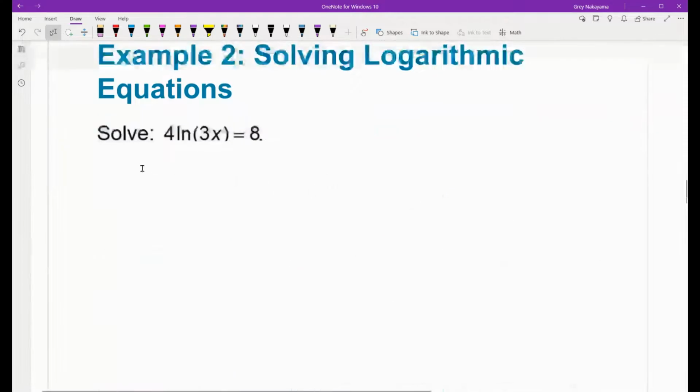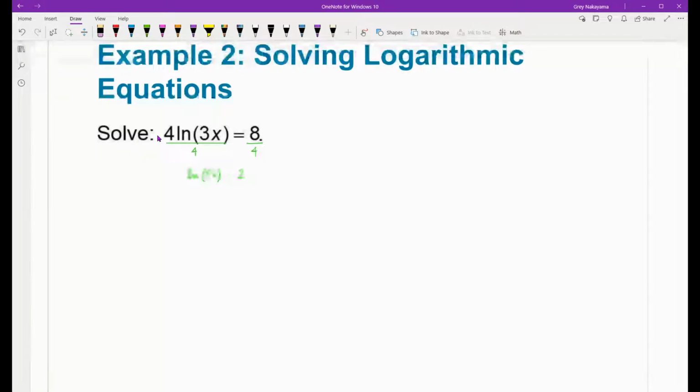Okay. Solve 4 times ln of 3x equals 8. Regardless of what method you choose, you always have to make sure there's no coefficient on your log function. So the first thing we're going to do is divide both sides by 4. And when we do that, I'm going to get ln of 3x equals 2. It does simplify the process.